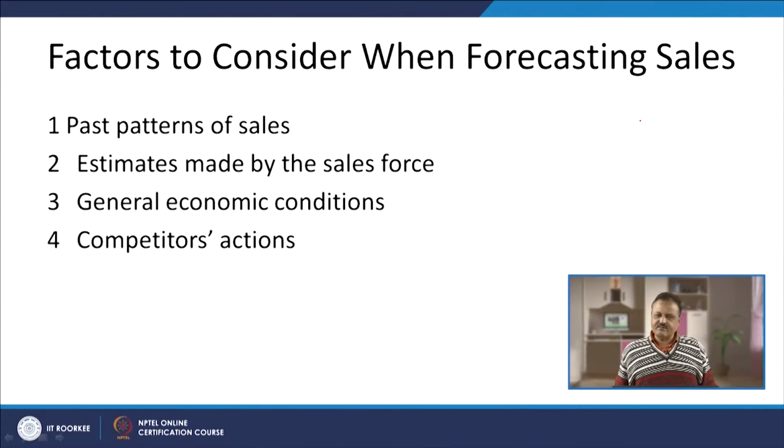Then the competitors' actions. It is a very important factor because these days, after the globalization of the Indian economy, or any economy you talk about, the supply side has become very strong. Earlier, what was the situation in 1991 or before that? The supply side was very weak. Most of the production sectors were reserved for the public sector.